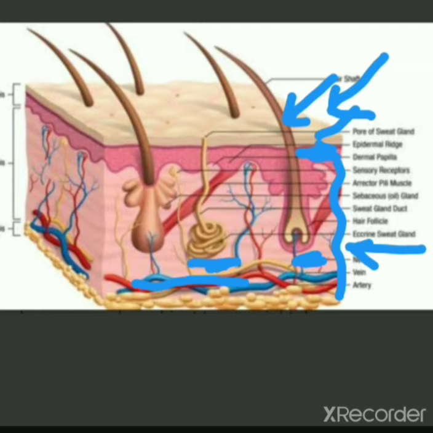Number 1, sweat gland. A sweat gland is a thin coiled tube which extracts sweat components from the skin. It extracts sweat components and delivers them to the surface of the skin through a duct called the sweat duct, till it reaches the surface and gets out from the body through an opening called a sweat pore.